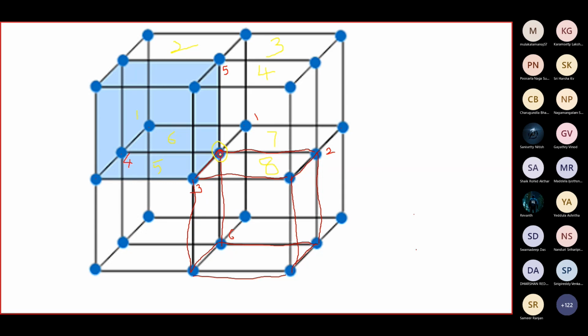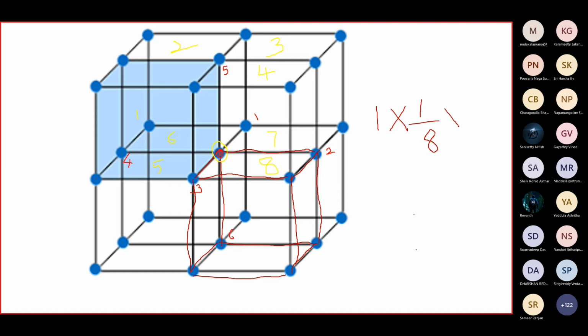Look at this atom carefully. This atom is part of all the 8 unit cells. Do you agree? So what is the quantity of atom here? Atom here is 1 by 8. It is only one atom, shared by 8 unit cells. So for any unit cell, this contributes only 1/8.